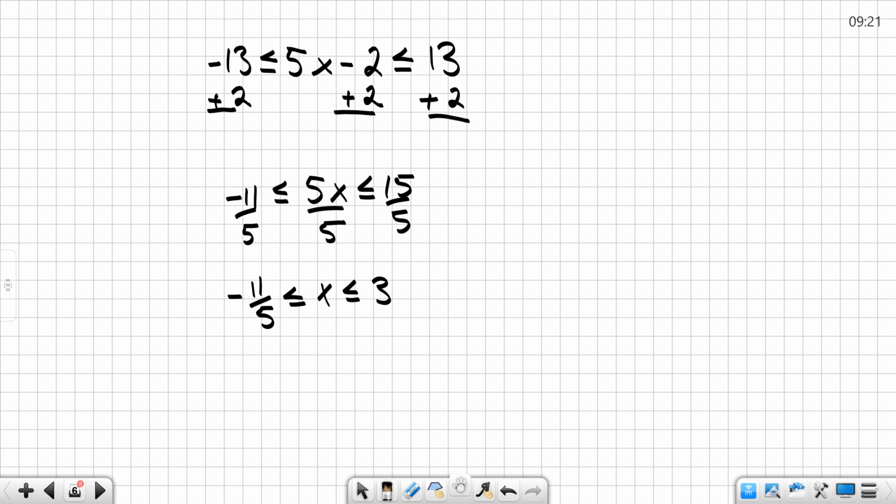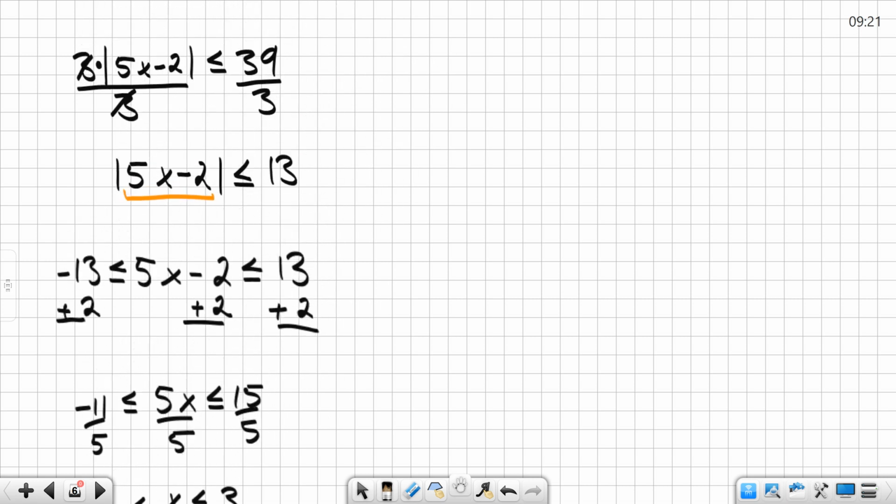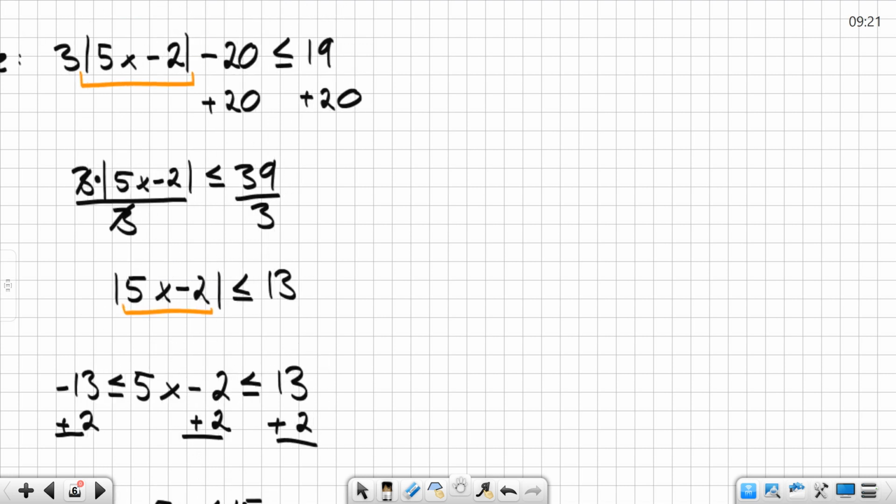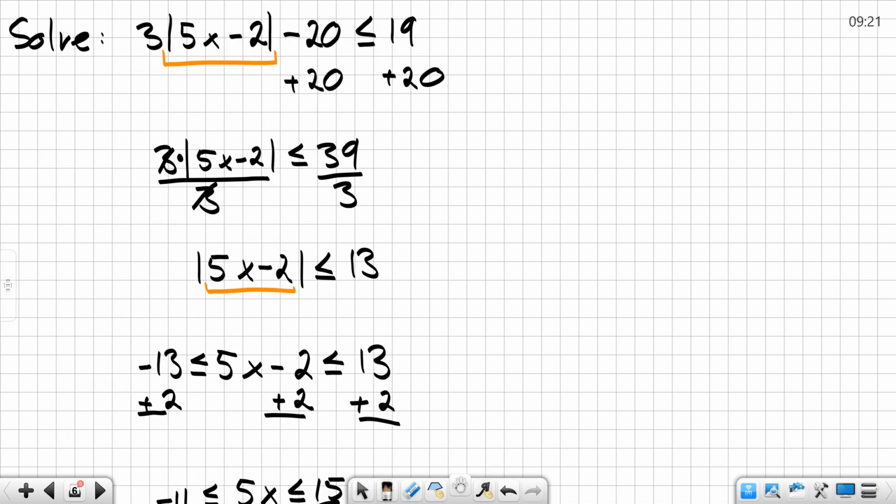As a graph now, do we have enough space here? If I would graph this, it will look like this. Let's just say negative 11 divided by 5 is here. Somewhere over here there is positive 3. So all of the numbers that are bigger than negative 11 over 5 or smaller than positive 3, but also the numbers themselves. Why? Because we had less than or equal to.